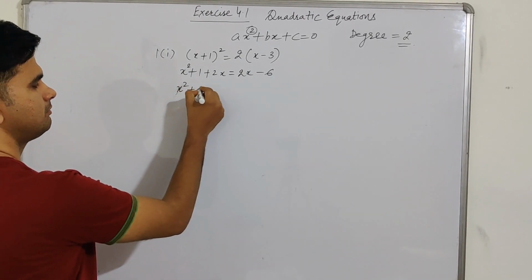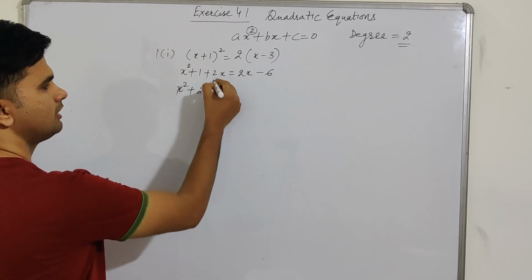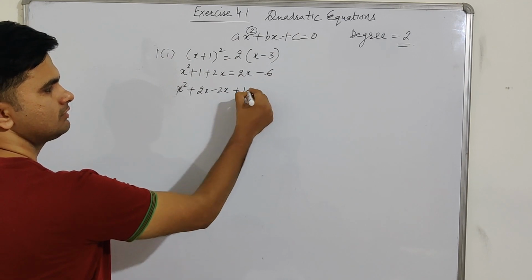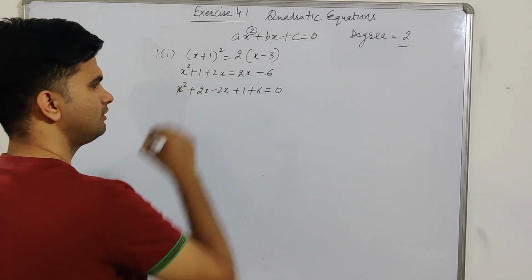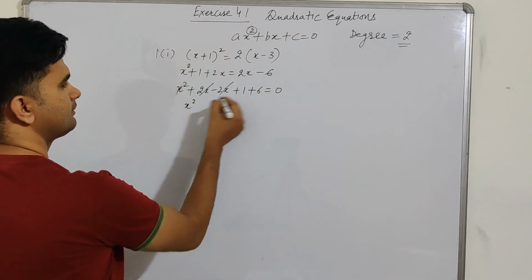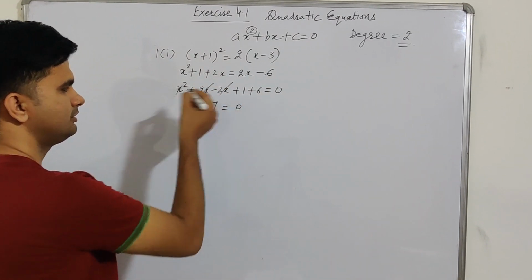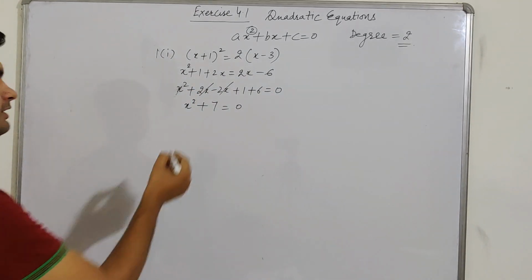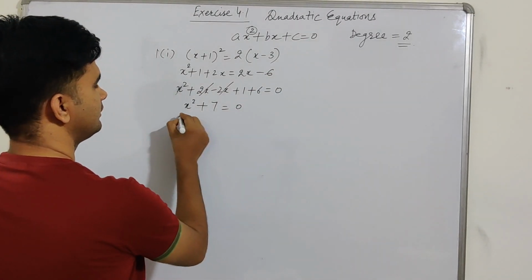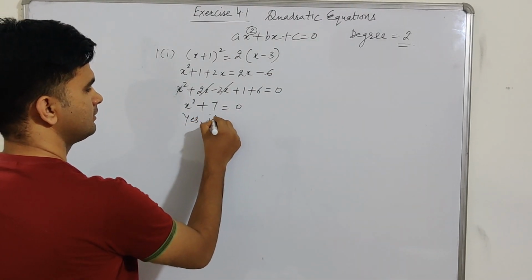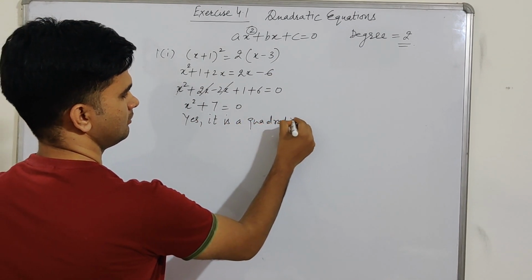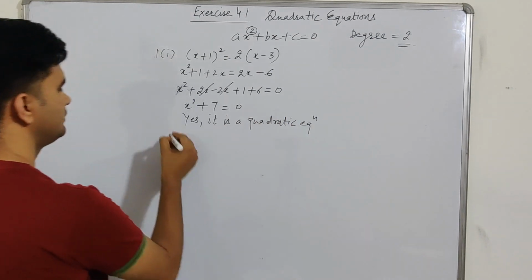Now x² + 2x, take 2x to the left-hand side, minus 2x. Right here is plus 1, and negative 6 on the right will become positive 6 on the left-hand side. x² + 7 = 0. Is it quadratic or not? It is quadratic because the highest degree of this equation is 2. So yes, it is a quadratic equation.